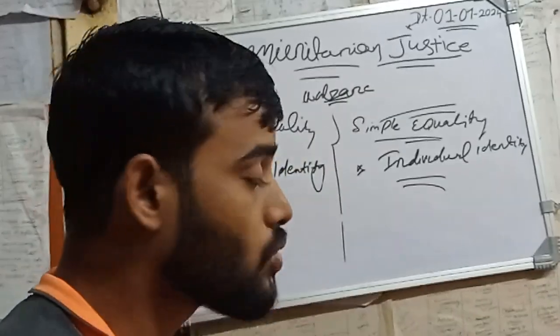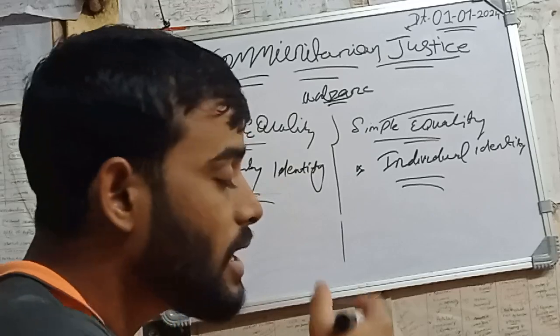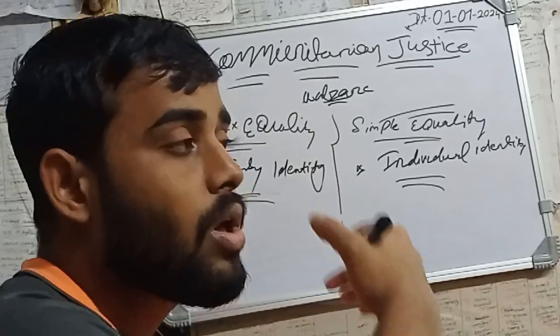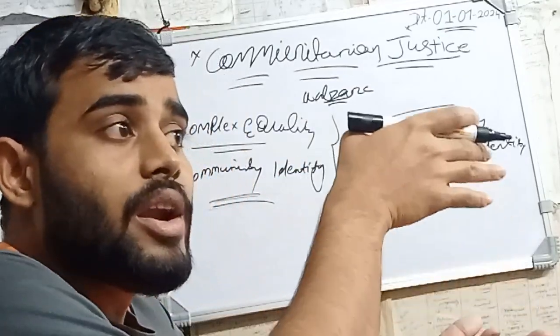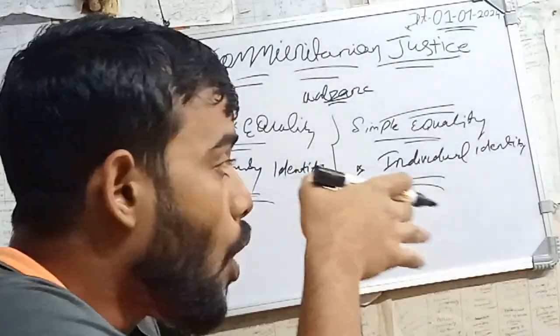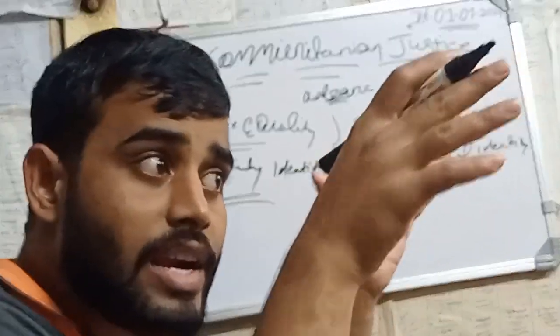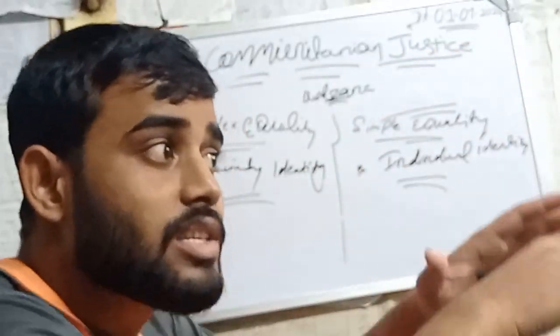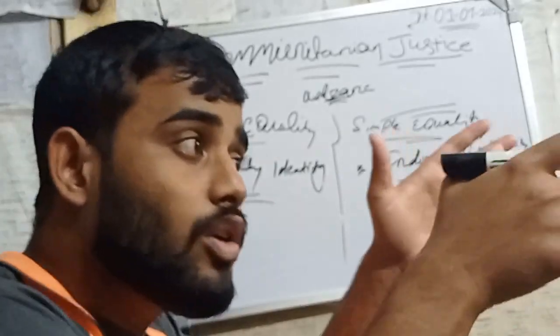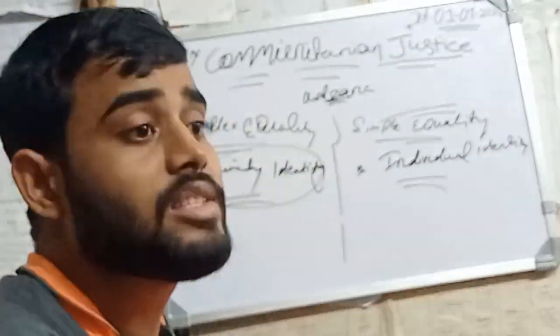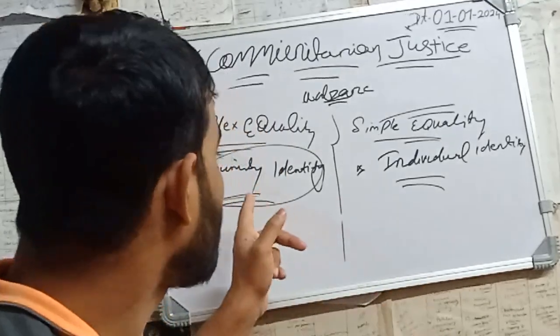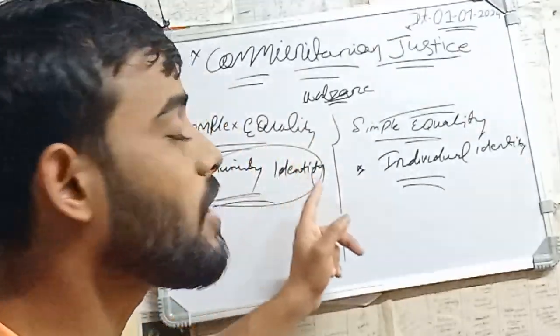Simply put, complex equality says that the distribution of rights, goods, and services should be given to people on the basis of their culture, their understanding, and their community and group identity. Different groups have a different understanding of the concept of primary goods. This is what community identity, or complex equality, means.